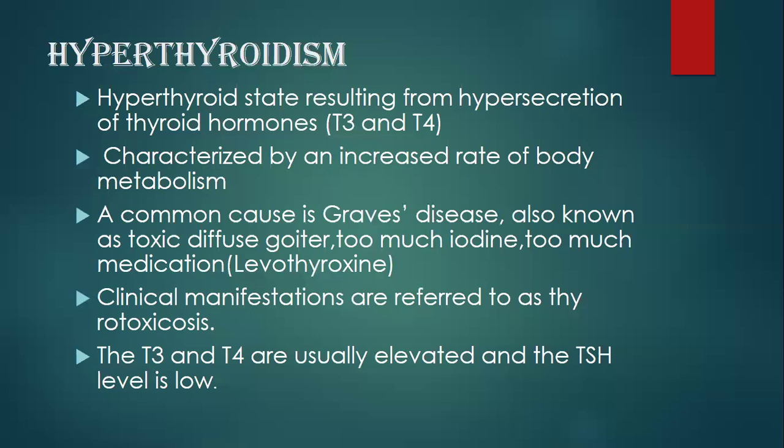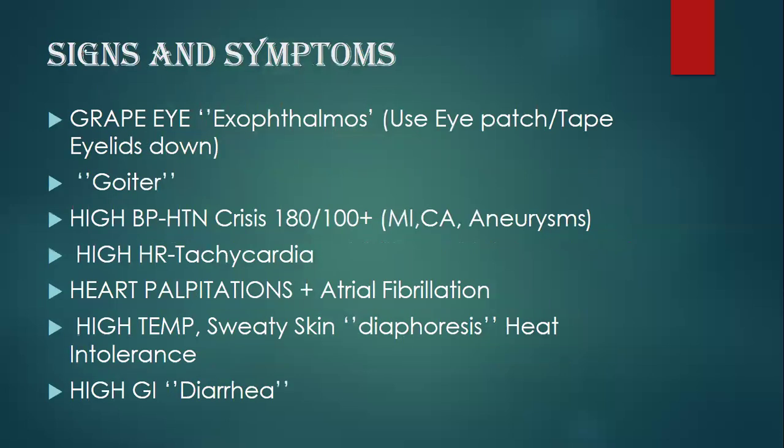The clinical manifestations are referred to as thyrotoxicosis. So the T3 and T4 are usually elevated, and the thyroid stimulating hormone will be low. So can you see the difference now? In hyperthyroidism, the T3 and the T4 will be high, but the TSH will be low. So what are the signs and symptoms you're going to see in a patient with hyperthyroidism? They usually come down with exophthalmos. Their eyes are usually bulging. I've seen a patient like that. The eyeball looks almost like it wants to drop or fall down.